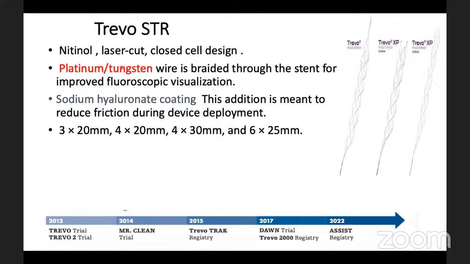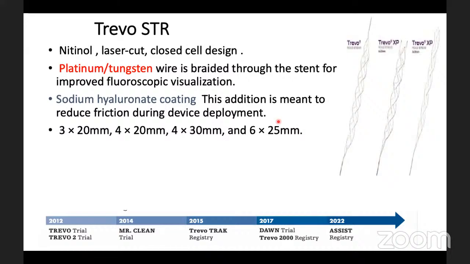The Trevo, same platform, nitinol laser cut. It is also a closed cell design, and again platinum and tungsten are added. This also has a coating of sodium hyaluronate. This is meant to reduce the friction during the stent deployment. And also the sizes are again 3, 4, and 6 mm in various sizes depending on the vessels we are working in.